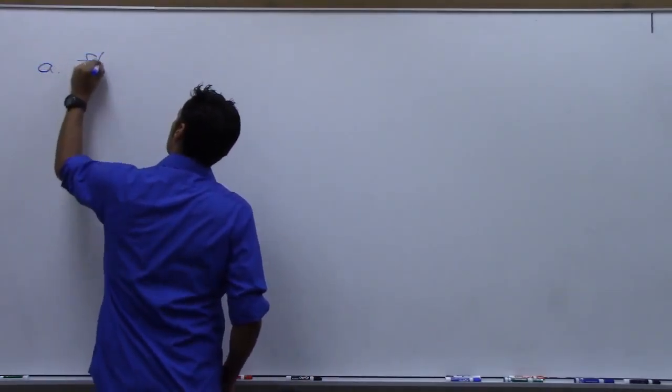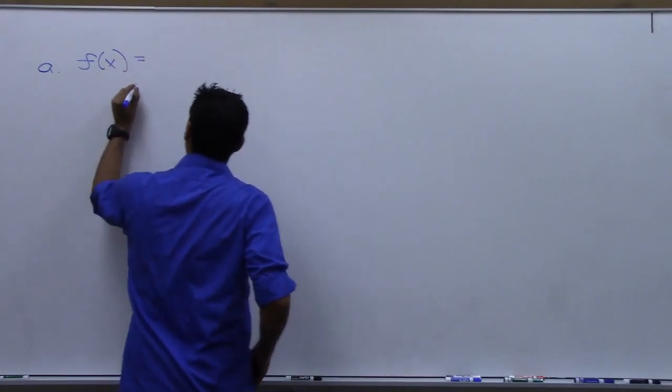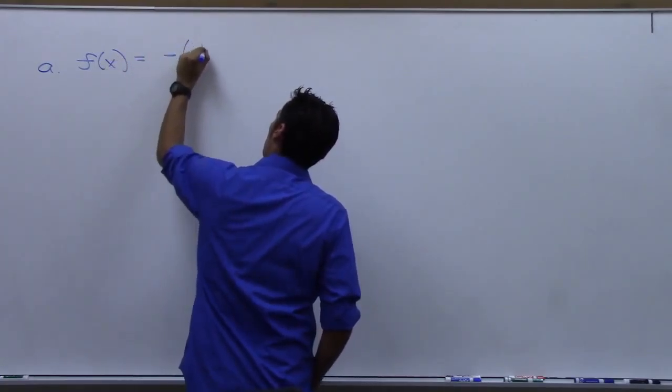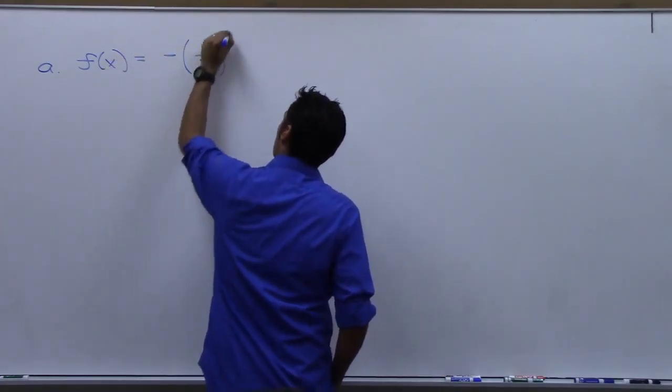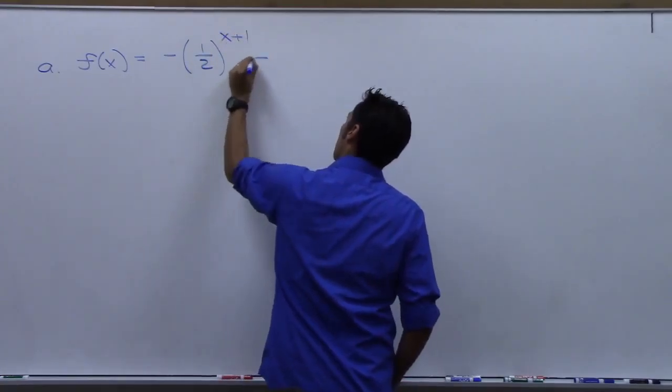How about f of x is negative 1/2 x plus 1 minus 2.